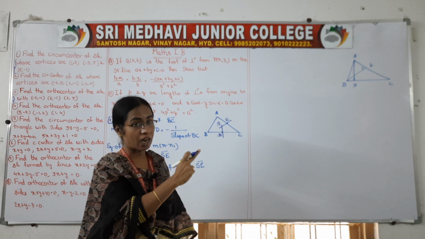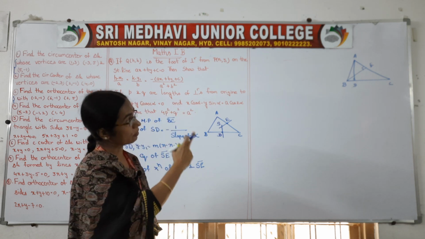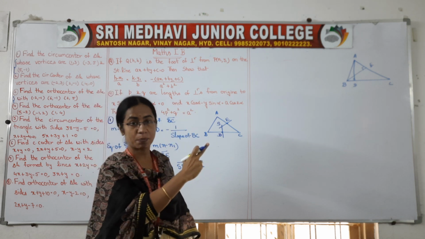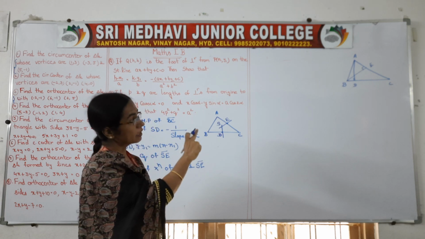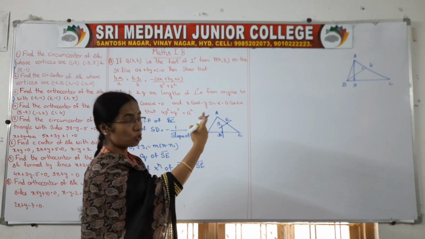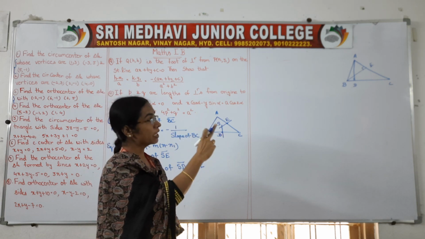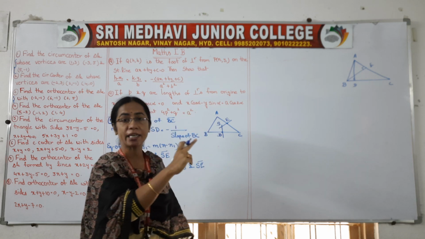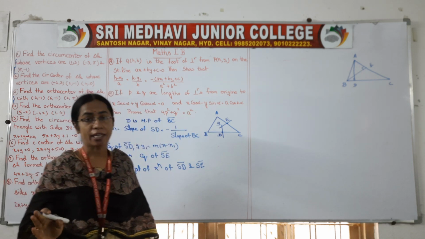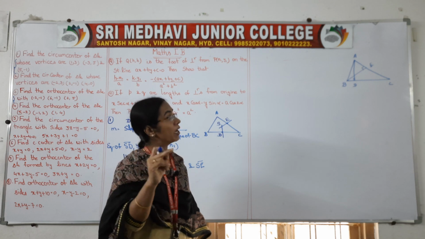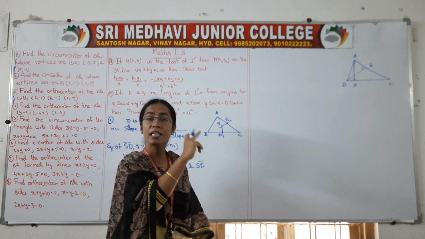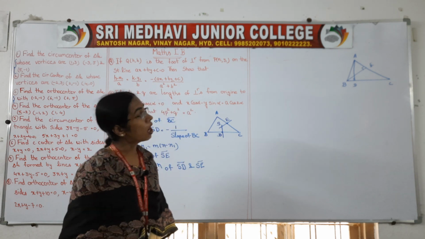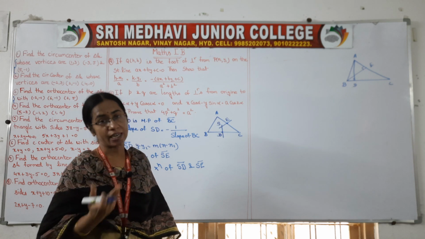AD is one altitude. See, that is the line from a vertex to the opposite side, a perpendicular line, and draw another perpendicular line from vertex B to the opposite side. That is, BE is one altitude and AD is one altitude, right? We have to find the point of intersection of AD and BE. Okay, so how will we get the AD line?